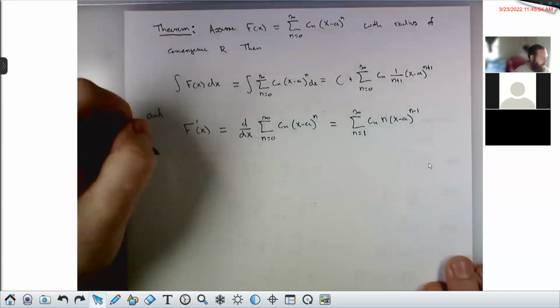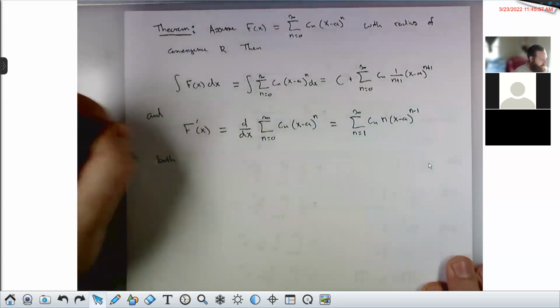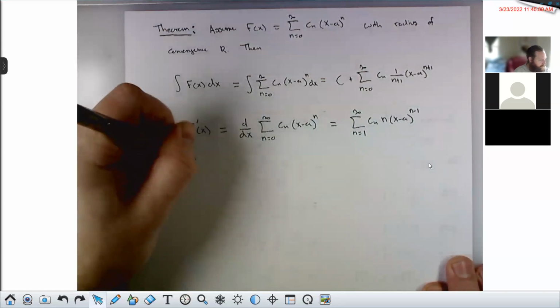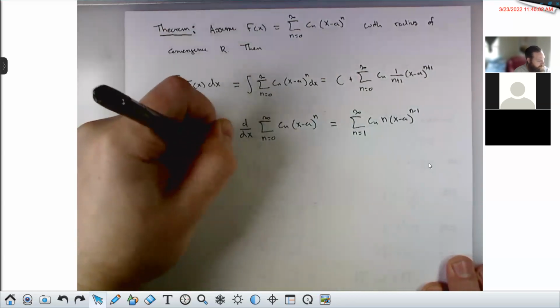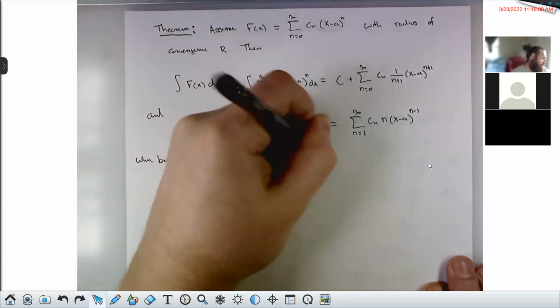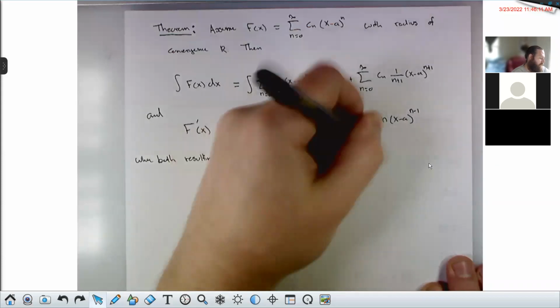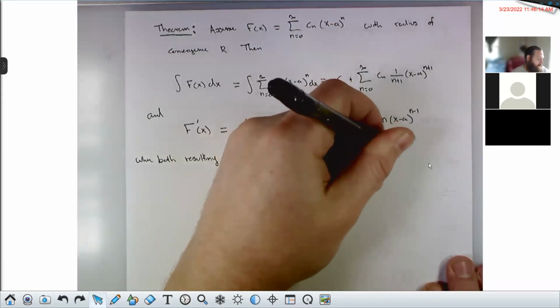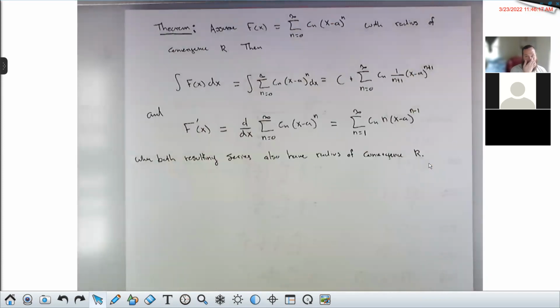The remainder of the theorem is that both resulting series also have radius of convergence equal to r. So when you integrate or differentiate a series, you don't change the radius of convergence. The ROC was 1 when you started. You take an integral. The ROC will be 1 when you finish. If the ROC was 5 when you started, take a derivative. The ROC will be 5 when you finish.